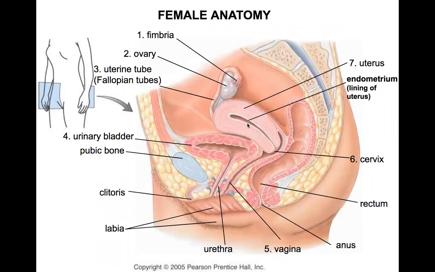There are actually conditions known as endometriosis, where scar tissues or cysts could be formed in this lining, which makes it more difficult for a female to become fertilized later on in life.